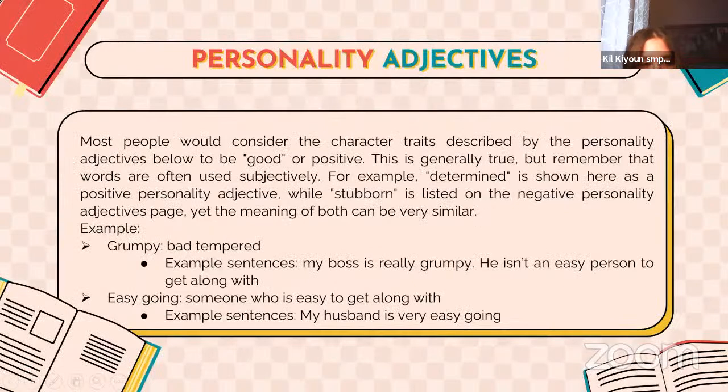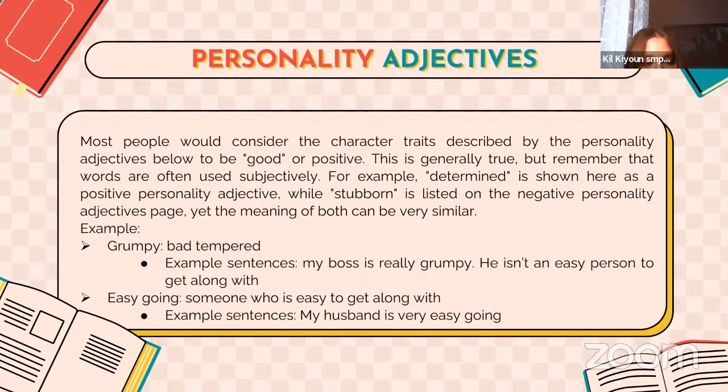Most people will consider the character traits described by the personality adjectives below to be good or positive. This is generally true, but remember that words are often used subjectively. For example, determined is shown here as a positive personality adjective, while stubborn is listed on the negative personality adjective page. Yet the meaning of both can be very similar.